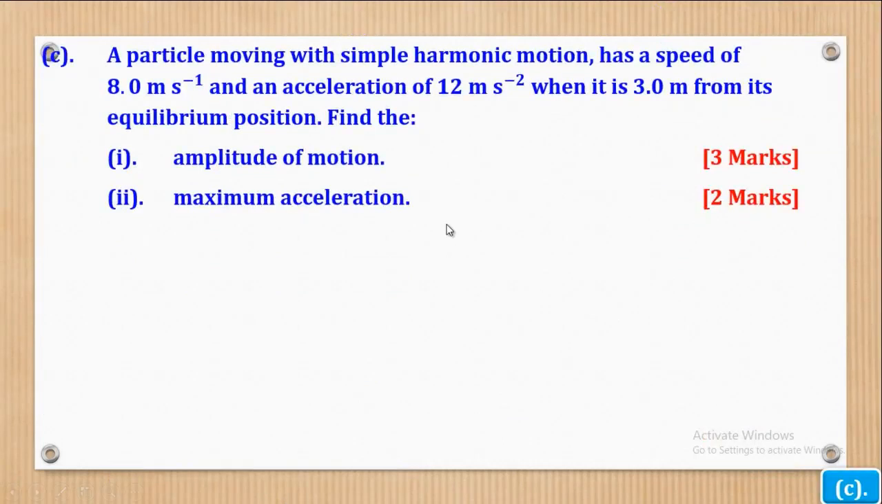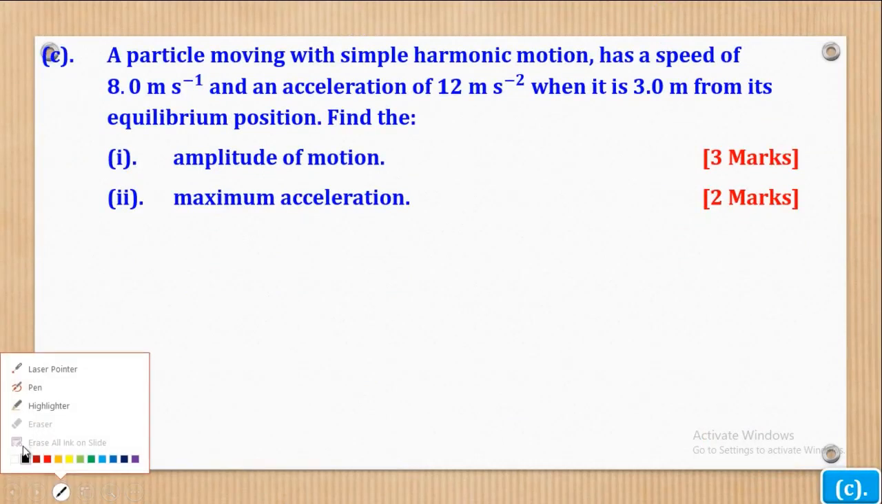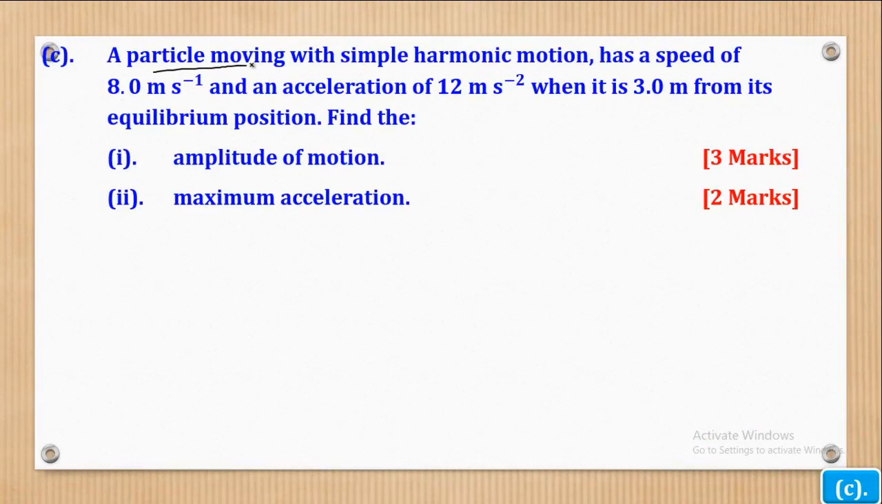So part C says, a particle moving with simple harmonic motion has a speed of 8 meters per second and an acceleration of 12 meters per second squared when it is 3 meters from its equilibrium position. Find Roman 1 the amplitude of motion, then Roman 2 the maximum acceleration.